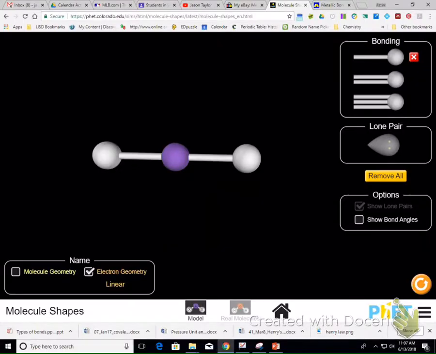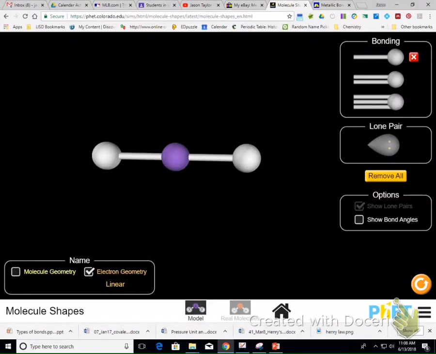Let's quickly go through each of the 5 domains, and I just want to talk about them each briefly. The first electron domain geometry that we have is called linear, and that occurs when you have two domains. We can see here one on the left and one on the right. They're shared pairs, which is fine. So they are two domains.